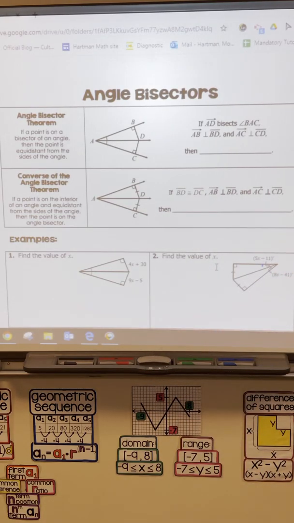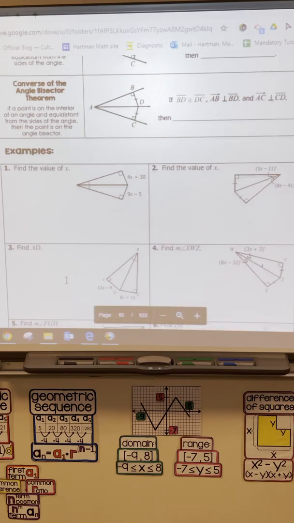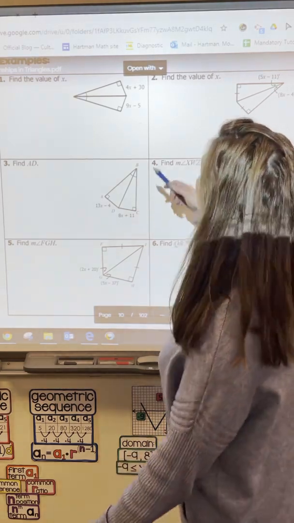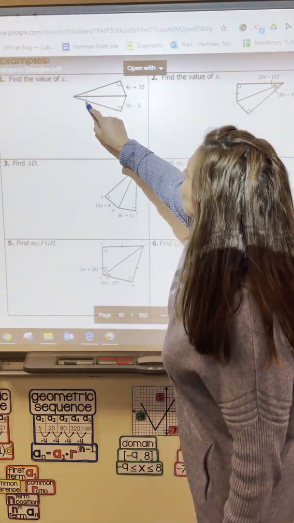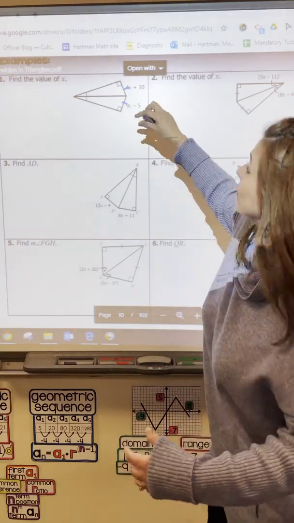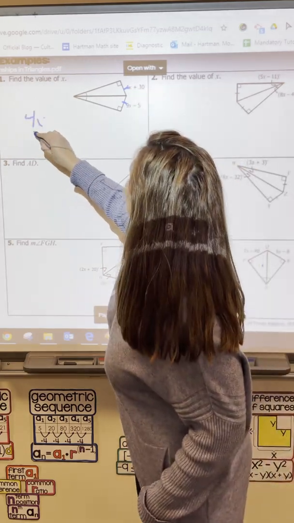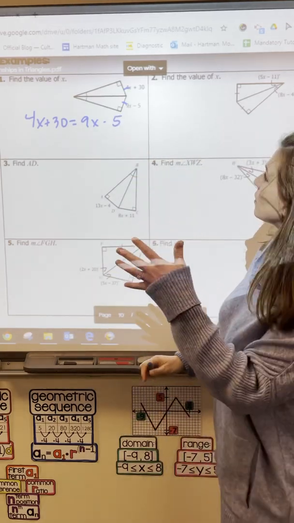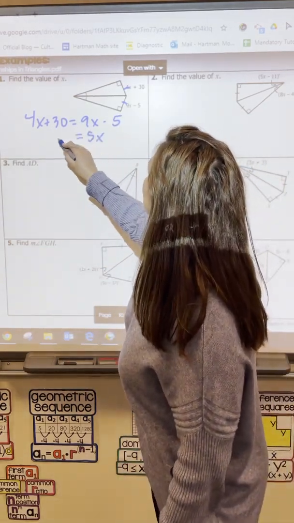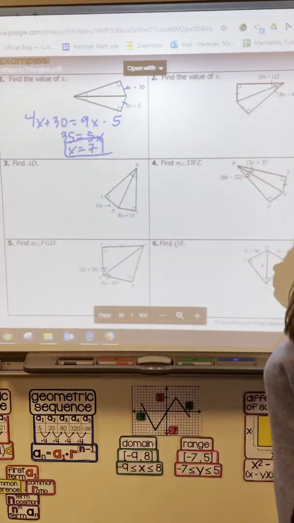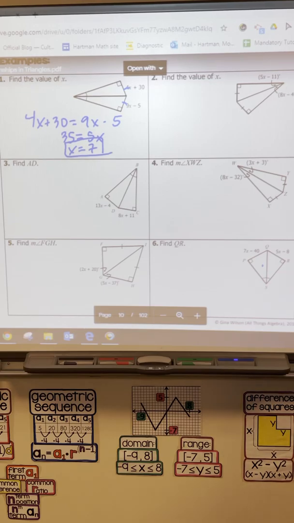Let me scroll down. Again, you need to make sure what the question is asking. So on number 1, it says find the value of x. So I know that this is an angle bisector and these are perpendicular to each other. So that can allow me to say that these lengths are congruent. So 4x plus 30 is equal to 9x minus 5. And you guys know how to solve equations. So I get 5x is equal to 35. X then equals 7. Make sure you're answering the question and it's asking for x, so x is 7.